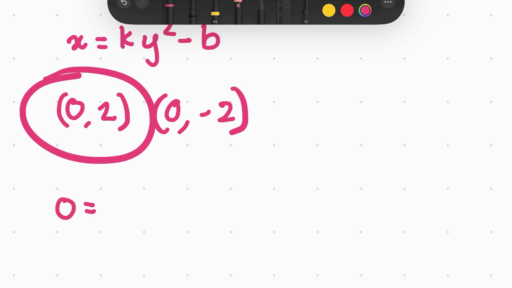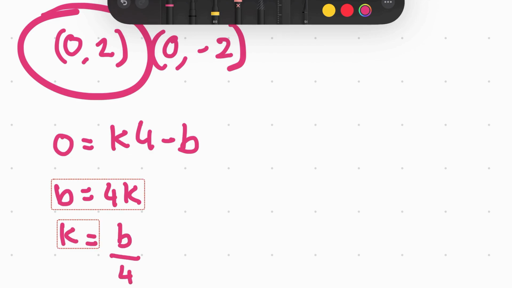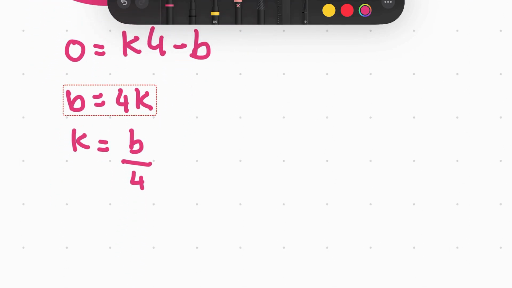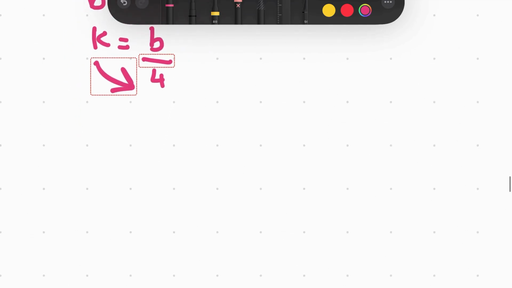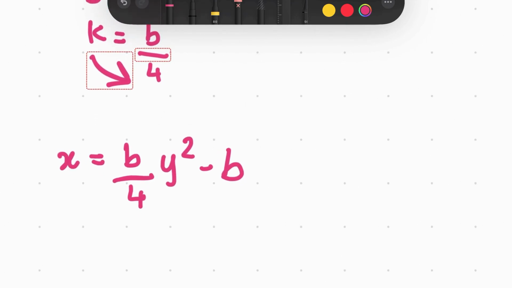So we'll have 0 is equal to k times 2 squared minus b. So when I write it out, we'll get b is equal to 4k, and so k equals b over 4. And that's it. Now we have k in terms of b, so we only have one variable. So now we can write this out: k is equal to b over 4, so x equals b over 4 times y squared minus b. And that's it. When you plug in the value of b, you will be able to move the vertex and the roots won't change. And that is how we can do this question.